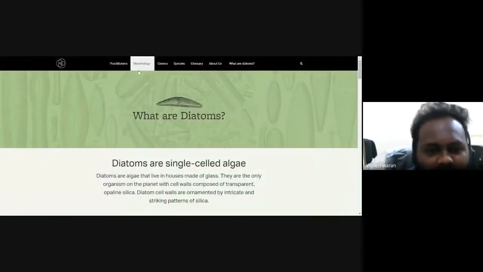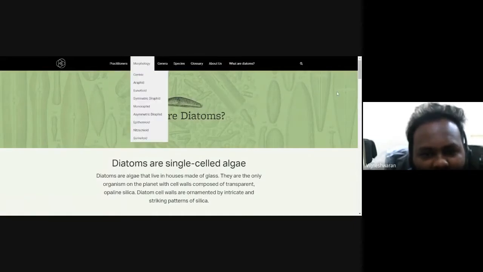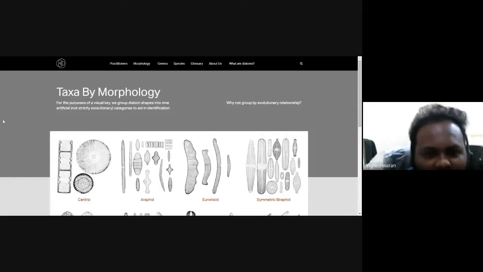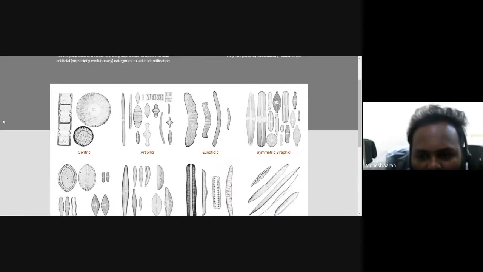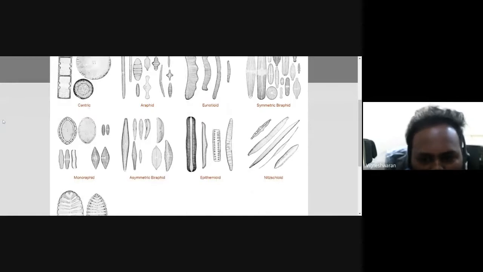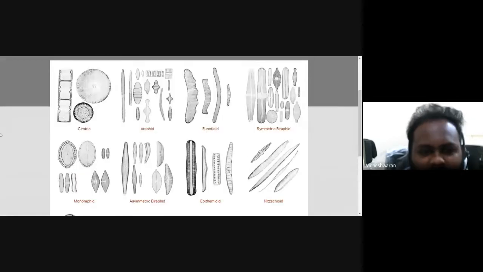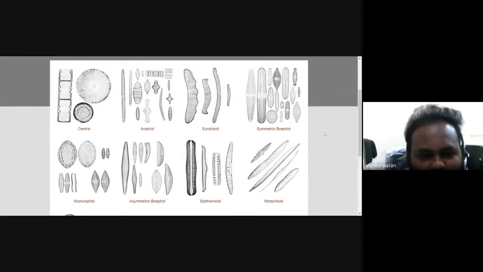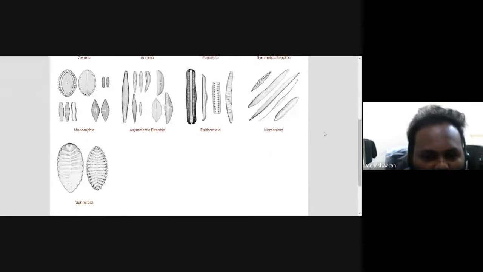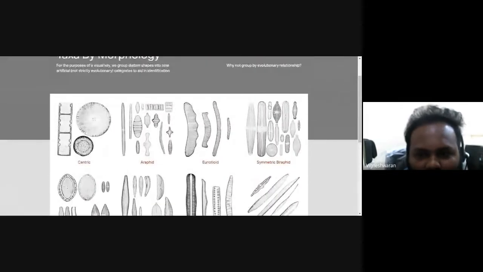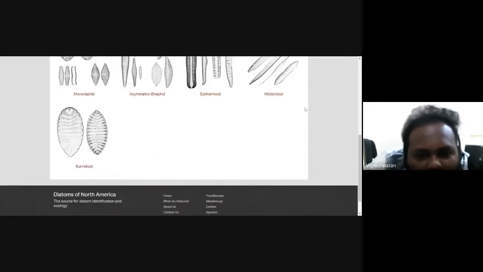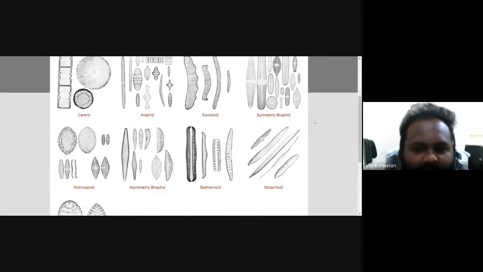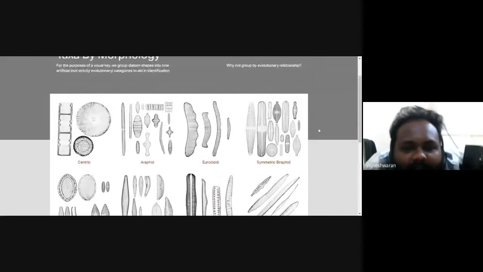Now we are discussing the morphology of diatoms, so let us go to the morphology section. Here the different types of diatoms are given in a very clear way. I would strongly suggest that if you are doing diatom study, you truly refer to this. This website is made by very well known peers.